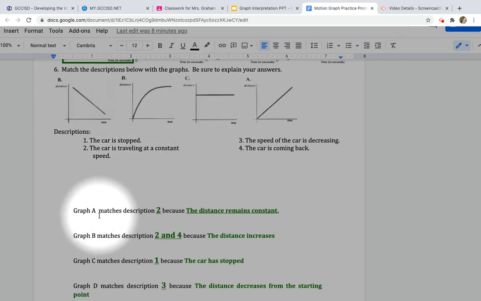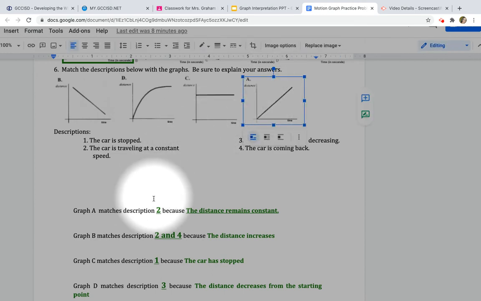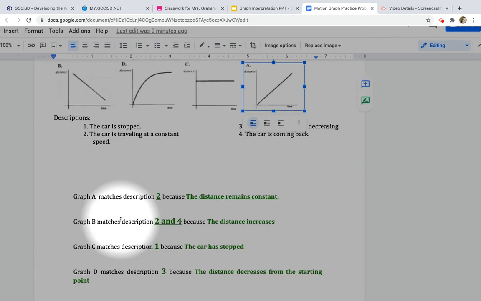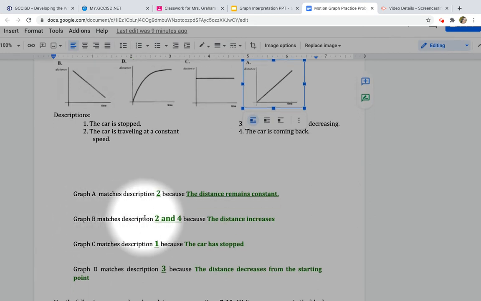Graph A matches description 2. Here are our descriptions. The car is traveling at a constant speed. So we know if we have a steady line like this, it is at a constant speed. The distance remains constant.